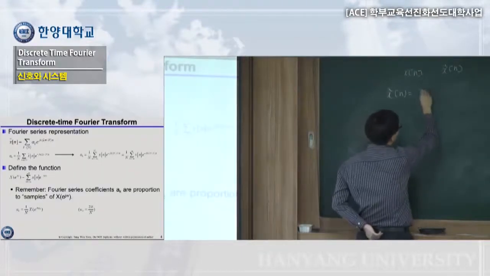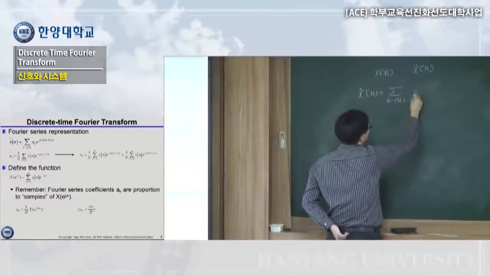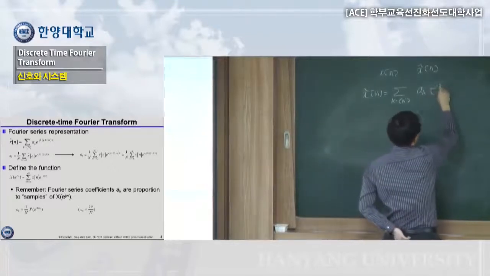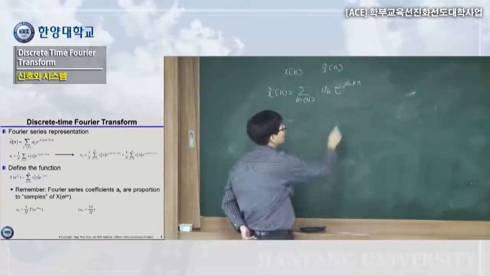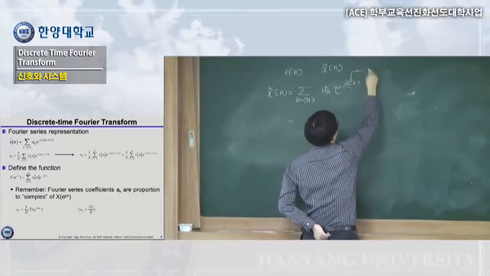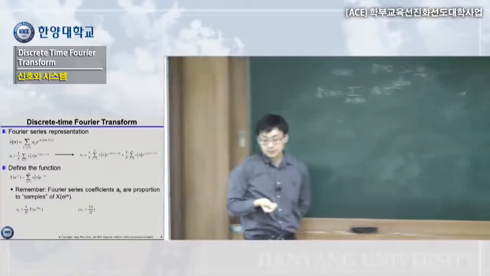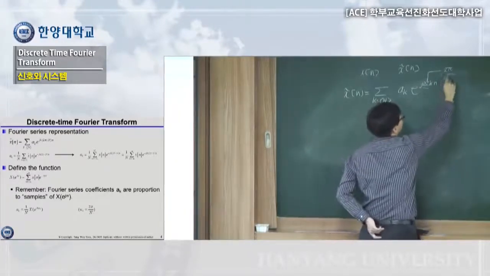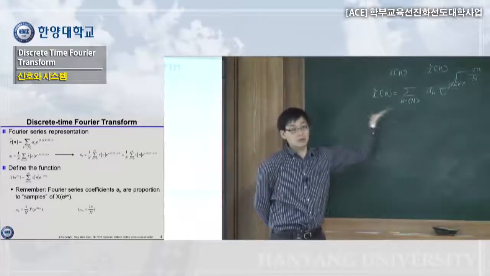So let's say this one is already a periodic signal, and we assume that it has a Fourier series representation, which is a_k times e^(j omega_0 k n), right? And this omega_0, you can view as 2 pi divided by N. I'm sorry, T is continuous time, so this one should be N. So we already know this, it's a Fourier series.